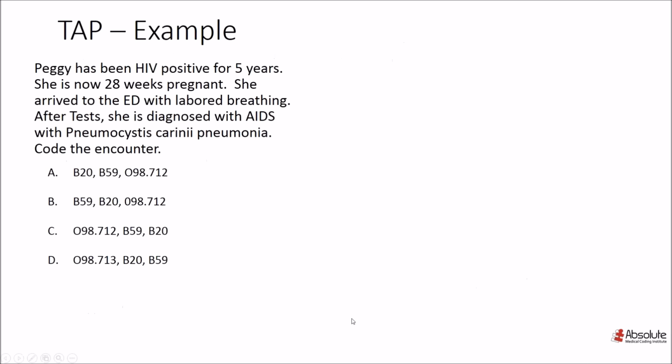All right, remember our scenario from last week? Peggy has been HIV positive for 5 years. She is now 28 weeks pregnant. She arrived to the ED with labored breathing. After tests, she's diagnosed with AIDS, with pneumocystis carinii pneumonia. Code the encounter.